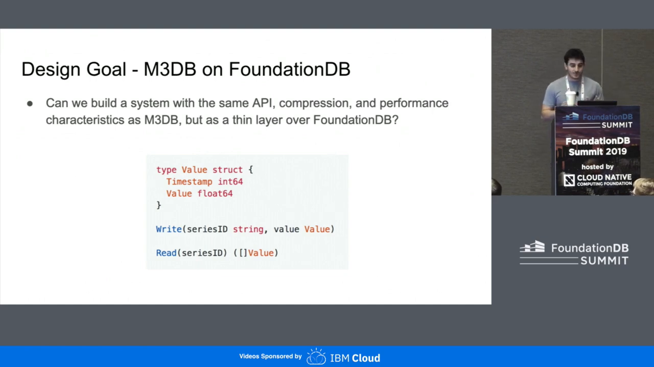So very specifically, what I was trying to do was to see if I could build a system with the same API, compression and performance characteristics as M3DB, but as a more or less thin layer over FoundationDB. And when I say high write throughput time series data, this is the interface I'm talking about: when you're writing, you're saying, this is my time series ID, and here's my value, which has a timestamp and a float. And when you're reading, I think there's actually a mistake in this method, you provide the series ID, and then the minimum timestamp and the maximum timestamp, and it rips out all those data points.